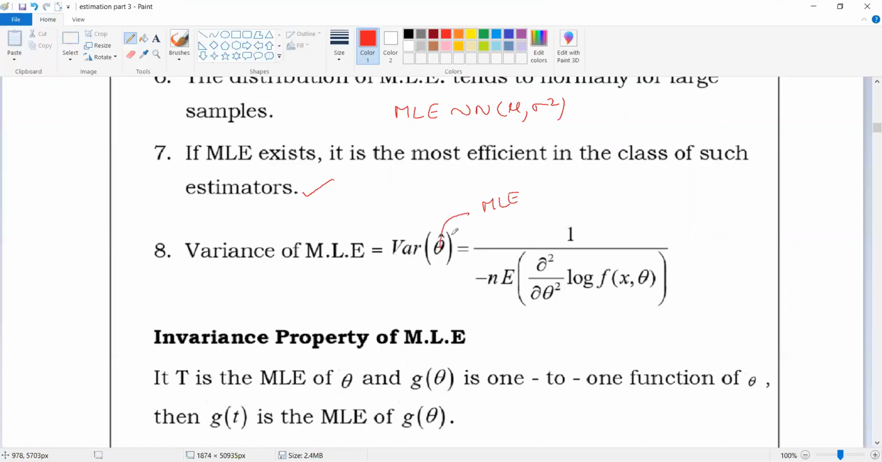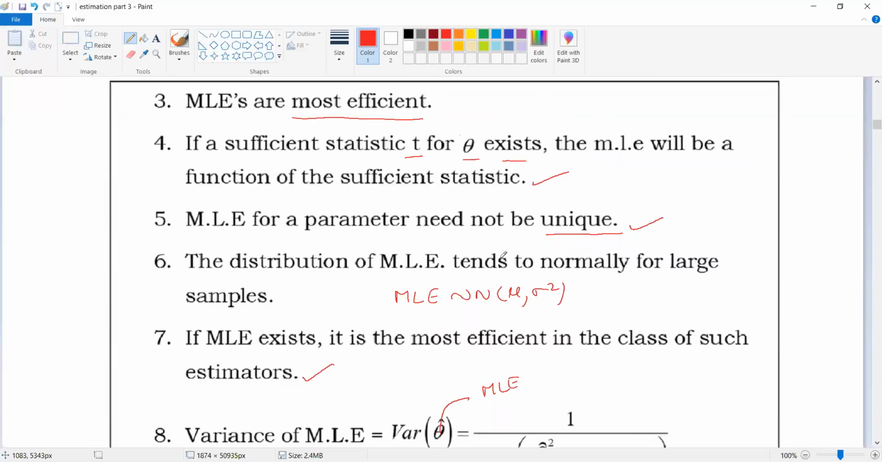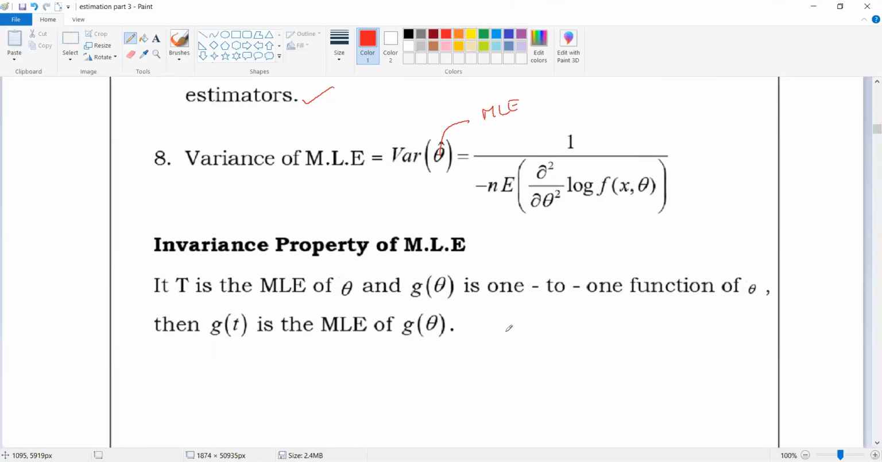The variance of the MLE is equal to 1 by minus n times the expectation of the second derivative of log f of x comma theta with respect to theta. This is called I of theta. I will give the detailed explanation in the next videos. These are very, very important properties. Using these properties, we can easily solve the given problems.